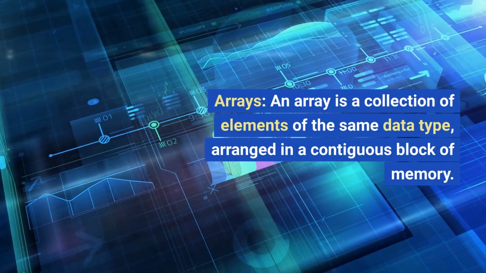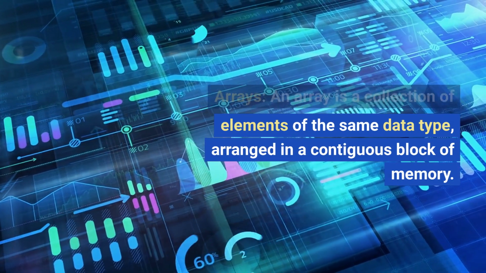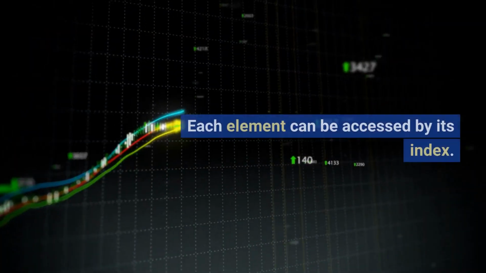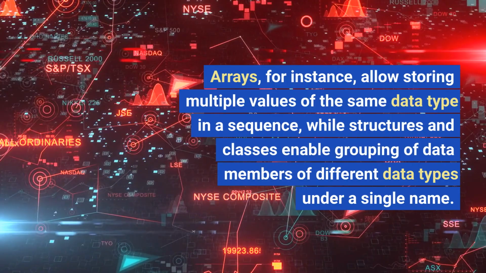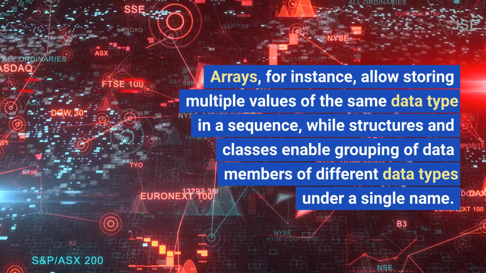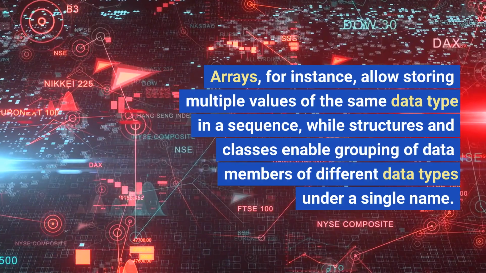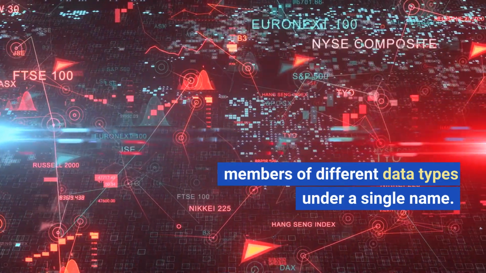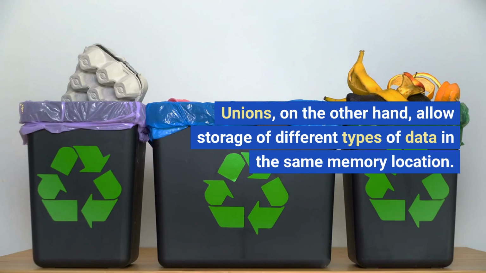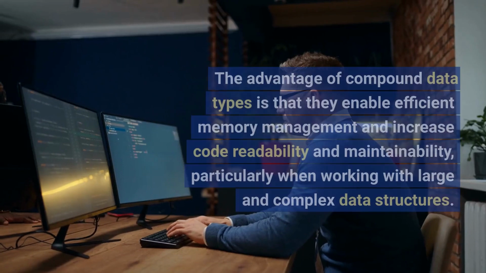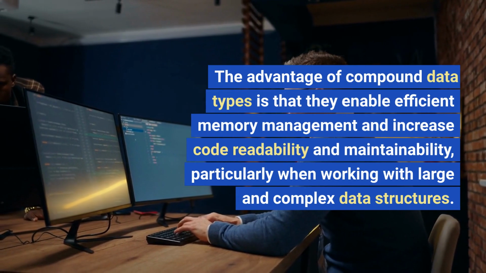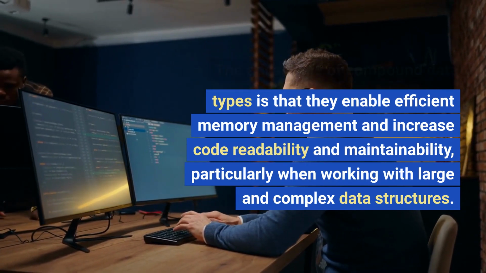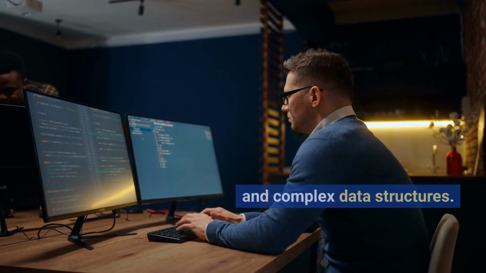Arrays. An array is a collection of elements of the same data type, arranged in a contiguous block of memory. Each element can be accessed by its index. Arrays, for instance, allow storing multiple values of the same data type in a sequence, while structures and classes enable grouping of data members of different data types under a single name. Unions, on the other hand, allow storage of different types of data in the same memory location. The advantage of compound data types is that they enable efficient memory management and increase code readability and maintainability, particularly when working with large and complex data structures.